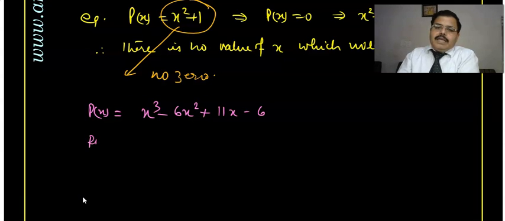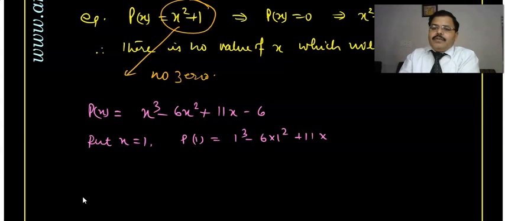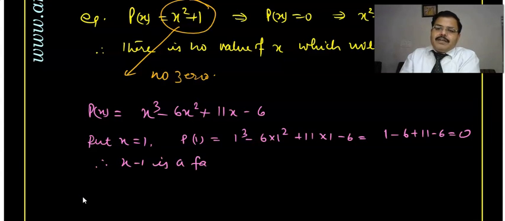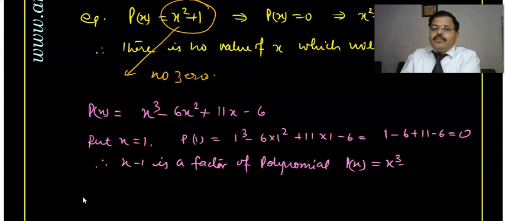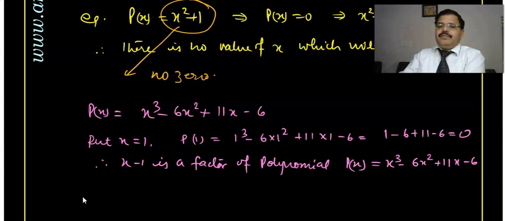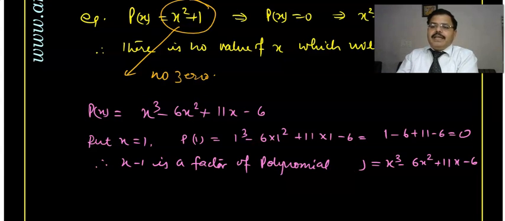So clearly, put x is equal to 1. This is a specific method, try to learn. Then p(1) becomes 1 cube minus 6 into 1 square plus 11 into 1 minus 6, that is 1 minus 6 plus 11 minus 6, which is equal to 0. And therefore, x minus 1 is a factor of the polynomial p(x), that is x cube minus 6x square plus 11x minus 6. So x minus 1 definitely can divide it, right?